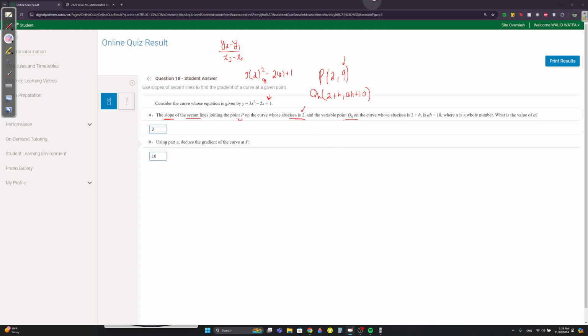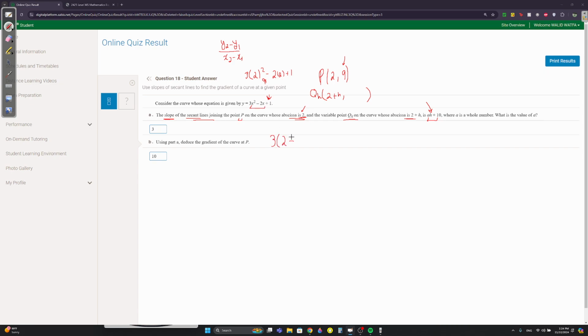Wait, I just realized I made a mistake. Okay, all of this was correct, but I read it wrong. They said the slope joining P, whose abscissa is 2, and Q, whose abscissa is 2 plus h, is ah plus 10. So ah plus 10 is the slope, not the y-coordinate of Q. Sorry. So before finding the slope, I need to find the y-coordinate of Q, and I can easily do this by plugging its x-coordinate into the equation, right?